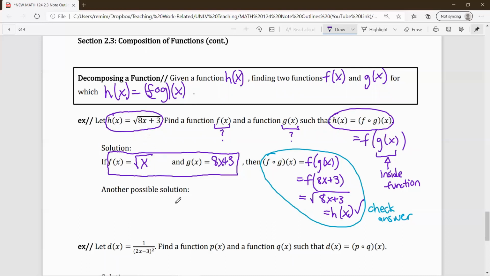So I'm just going to put another possible solution. So if we look at this original function here, the square root of 8x plus 3, what else could we use as our inside function other than 8x plus 3?